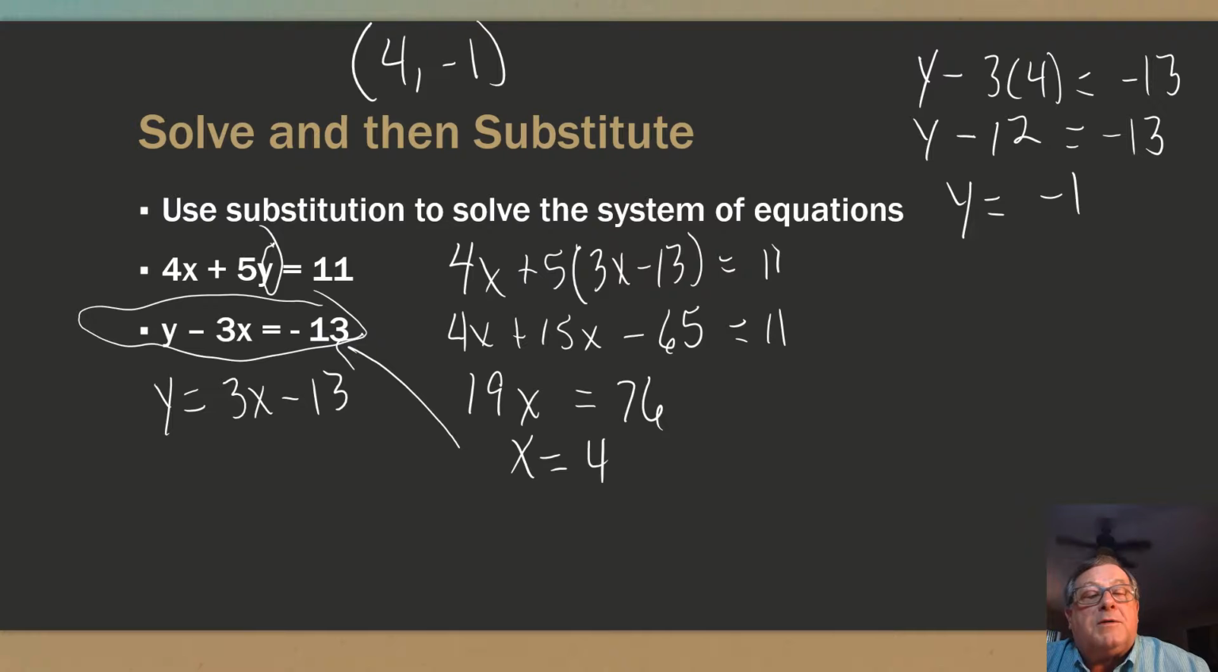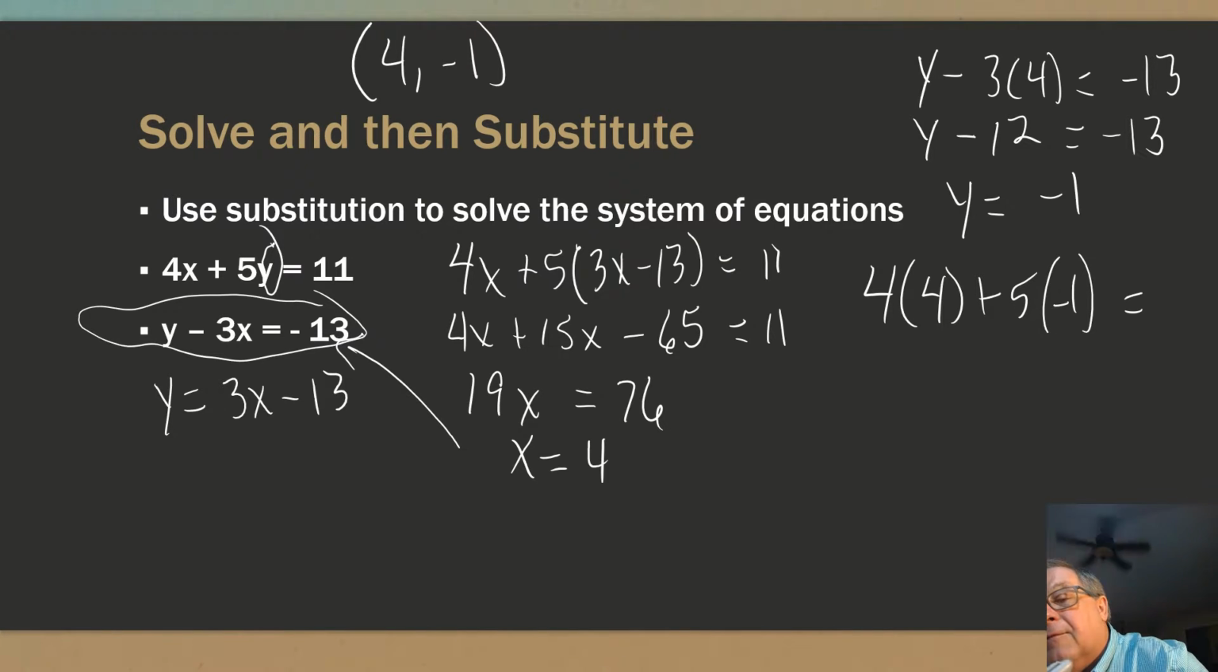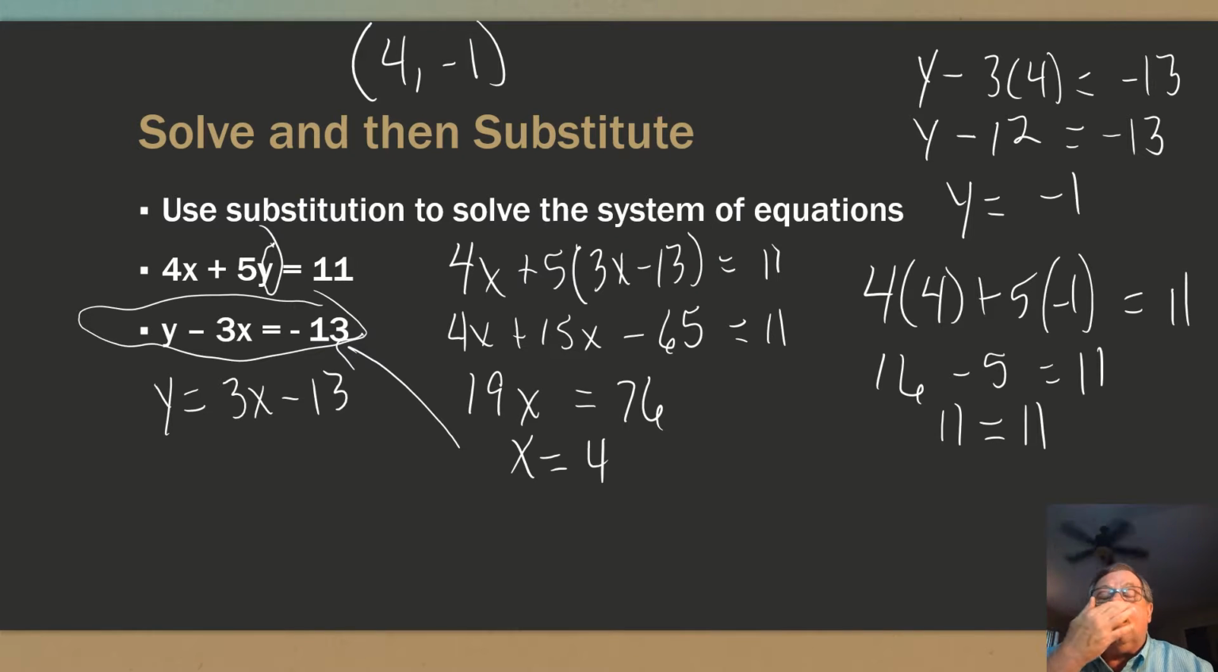And let's go back to that 4x plus 5y equals 11, and let's substitute in 4 for x and negative 1 for y and see if we get a true statement. So we're checking our work now. So I got 4 times 4 plus 5 times negative 1 equaling 11. 4 times 4 is 16. 5 times negative 1 is negative 5. And 16 minus 5 is in fact 11. And so 11 equals 11. And so 4, negative 1 is a solution for our system.